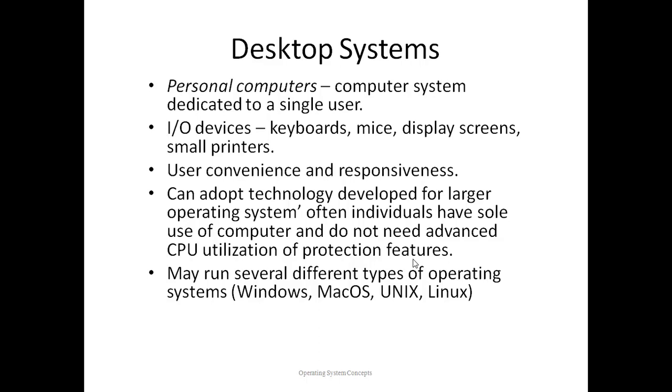I'll go to desktop systems, where personal computers and PC devices use convenience and responsiveness as their features. First, personal computers, where the computer system is dedicated to a single user, with input-output devices such as keyboards, mouse, display screens, and small printers. User convenience and responsiveness is the feature of this system. Here we can adopt technology developed for larger operating systems. Often individuals have sole use of the computer and do not need advanced CPU utilization or protection features. We run several different types of operating systems: Windows, Mac OS, Unix, Linux, etc.